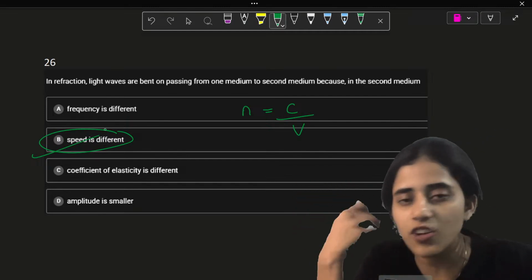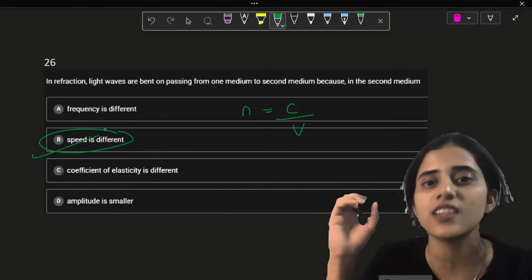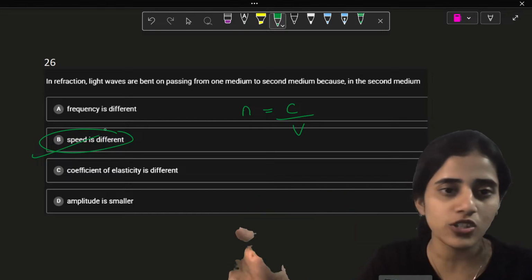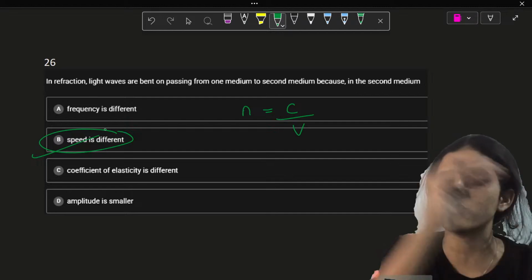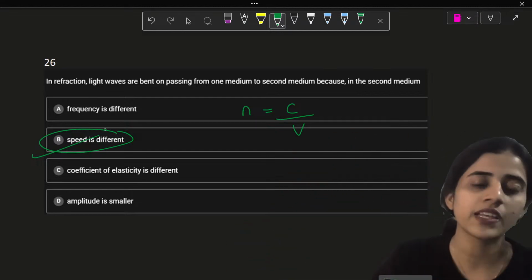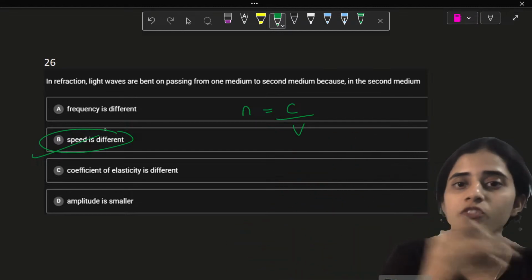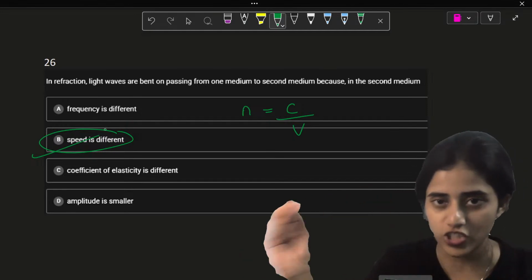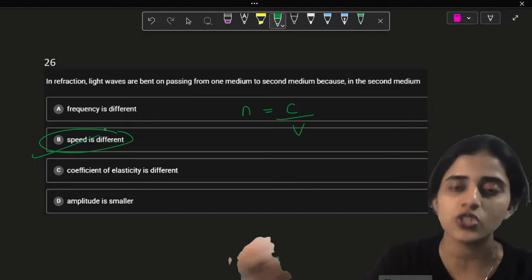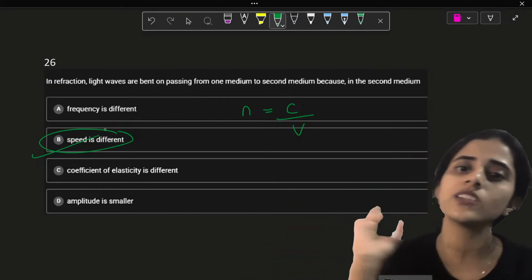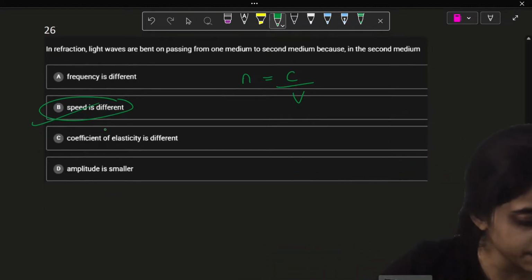See, elasticity and all, no way. You don't have elasticity in light. You don't have amplitude here. Frequency is going to be the same. Frequency is never changing when light moves from one medium to another. Okay. That could be another question. Will frequency change? So when refraction happens, when light moves from one medium to another, frequency will not change. Only wavelength and speed will change. Okay?